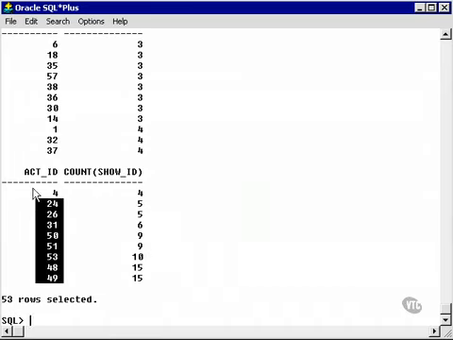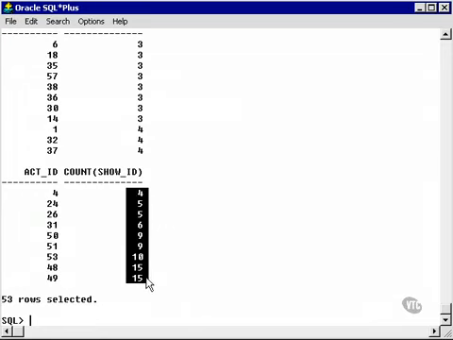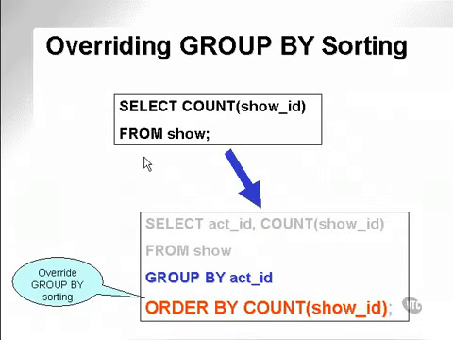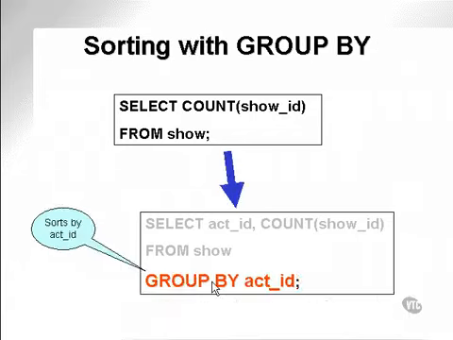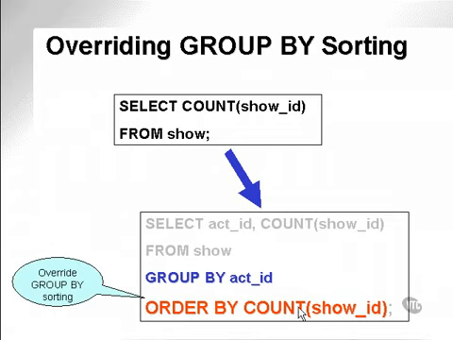So the group by clause will sort based on what it's grouping by, and we can override that order with the order by clause. As we can see here, my simple query turned into a group by, and then I overrode its sort order by ordering by the count on the show ID.